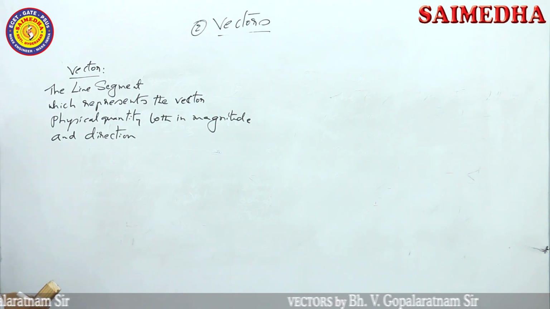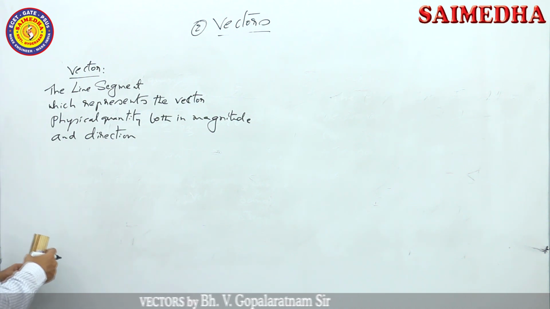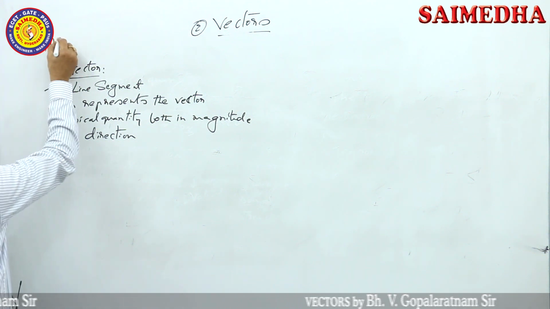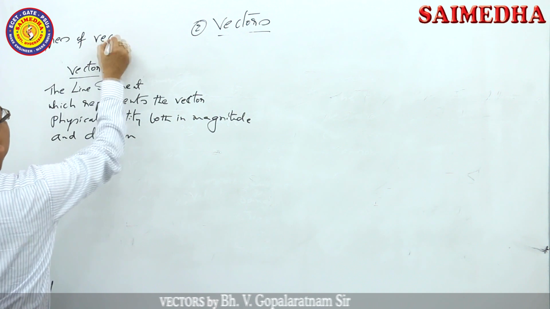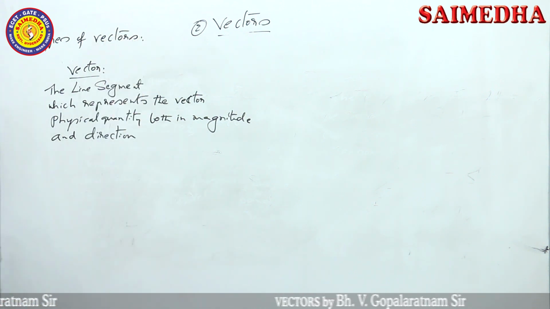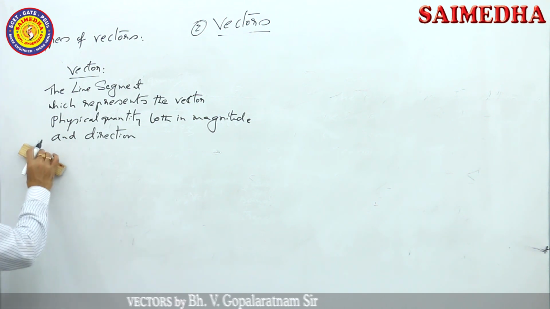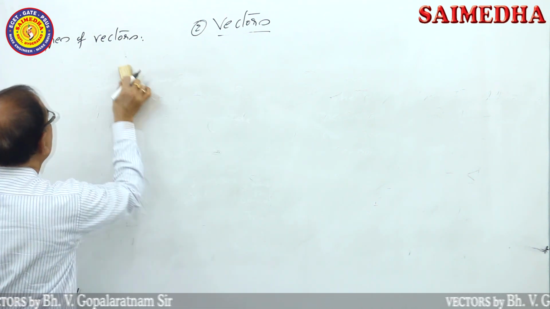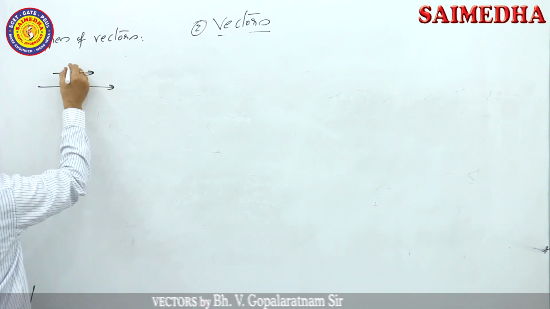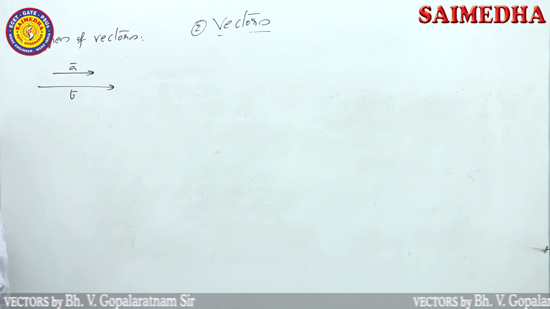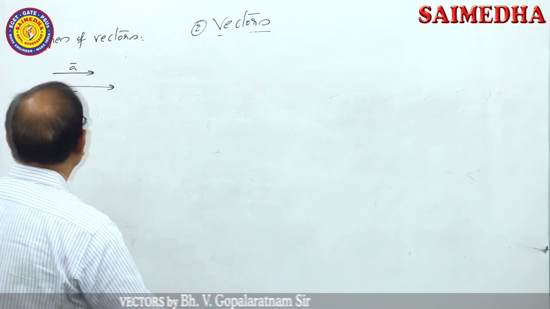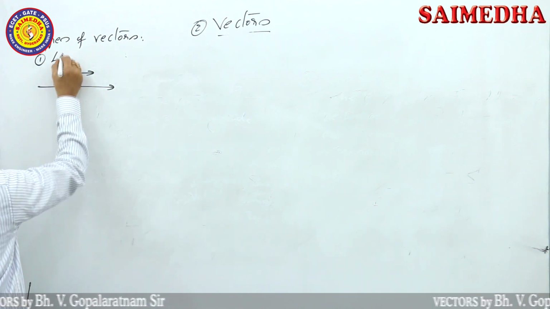Now note down this one. Let us see some types of vectors. Here I am taking two vectors, A and B. Both have the same direction but different magnitudes. Same direction, different magnitudes. They are called like vectors.